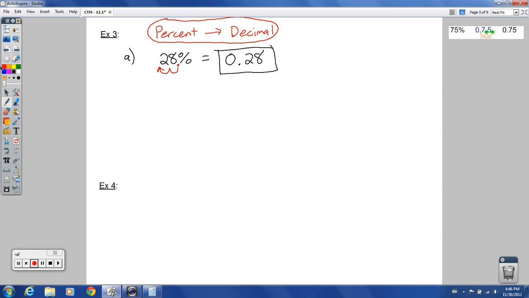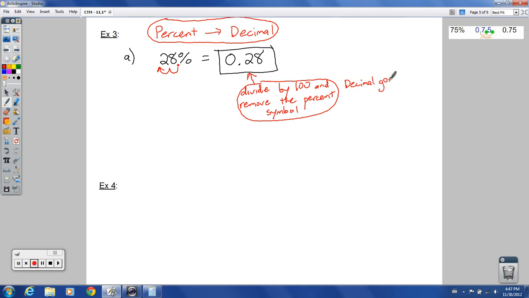So what are we doing in a sense? If you had to explain it to somebody, what are you essentially, or in actuality, what are you doing? You're dividing by 100, and then you're removing the percent symbol. So divide by 100 and remove the percent. Per 100. In other words, remove the percent symbol. So that's how you went to that. And the decimal goes 2 places to the left.